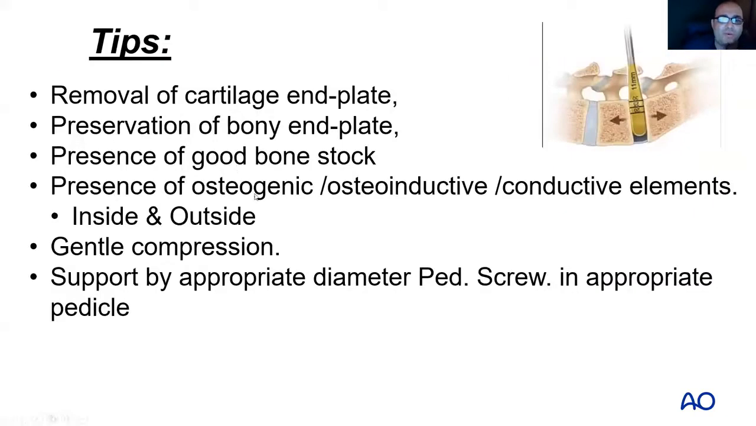So to repeat again, because it is important, kindly remove only the cartilaginous end plate and preserve the bony end plate. Presence of bone stock is mandatory for your cases, so put a cage filled with bone and put bone around the cage as well. Apply gentle compression over the cage after doing the procedure, do a proper foraminotomy to avoid neural compromise, and support your construct with proper screw diameter.